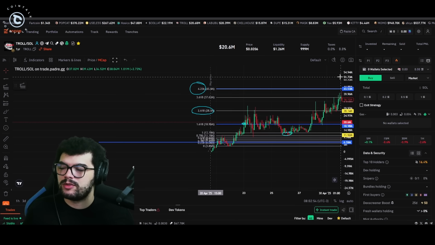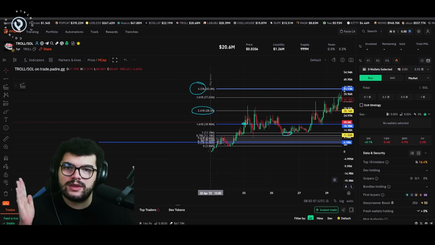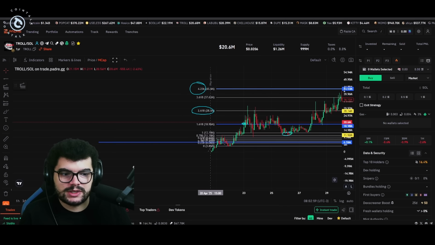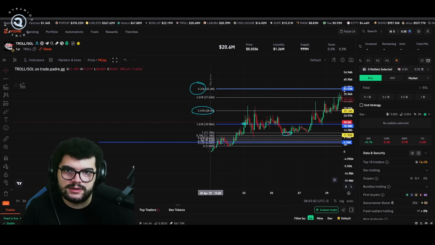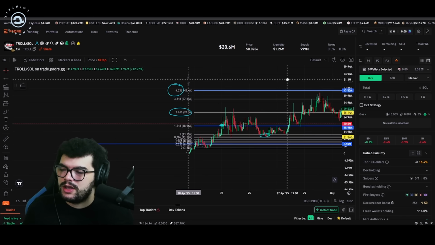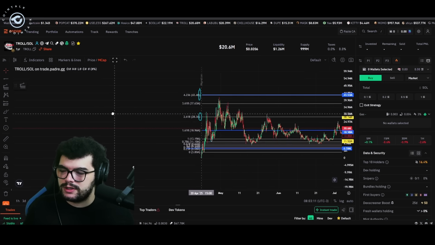You could have sold your 20% here. It didn't exactly touch, but it went very close. You don't need to be extremely precise on these things, okay? This is trading, this is crypto, so you could have sold your other 20% very close to the 4.2 line, and then we can zoom out on the chart and let's see what happens.